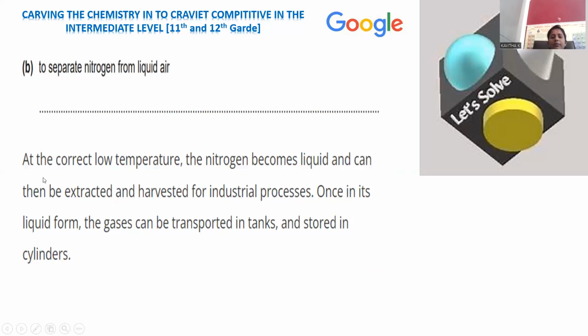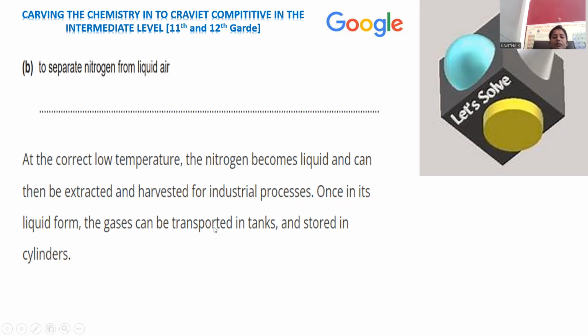And another one is the correct low temperature. Low temperature is very essential in order to separate. So that low temperature is around minus 200 degrees centigrade. And whenever that liquid nitrogen gets separated, it can be harvested and can find a larger extent of applications, especially in the industrial fields. Okay, so liquid form can be converted into gas form. Either in the liquid form or gas form it can be transported and can be stored in cylinders.